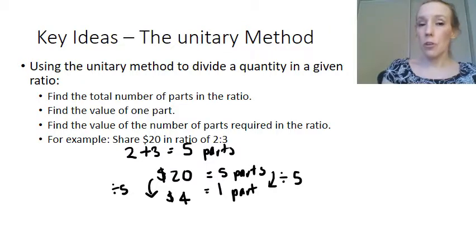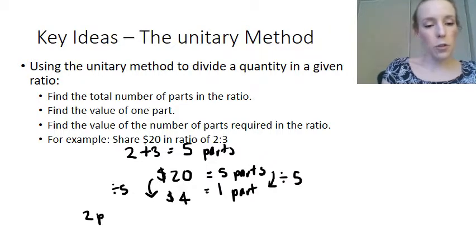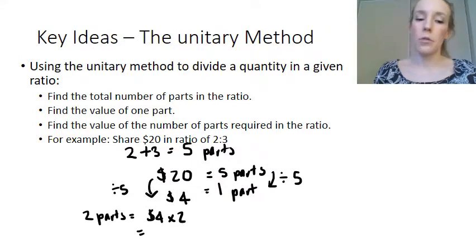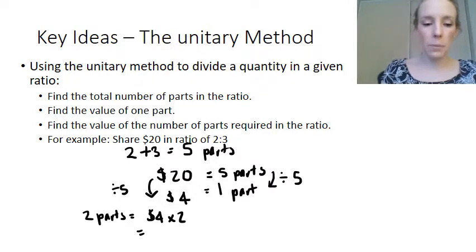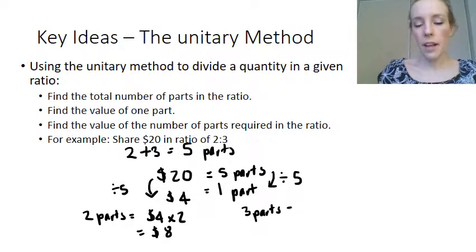So in our ratio, we've got 2 parts of one and 3 parts of the other. So then we just have to multiply. 2 parts equals 4 times 2, because 1 part is $4 and we want 2 parts. So it's 4 times 2 and that'll be $8. And 3 parts is 1 part multiplied by 3. So it's $4 times 3, and that's $12.